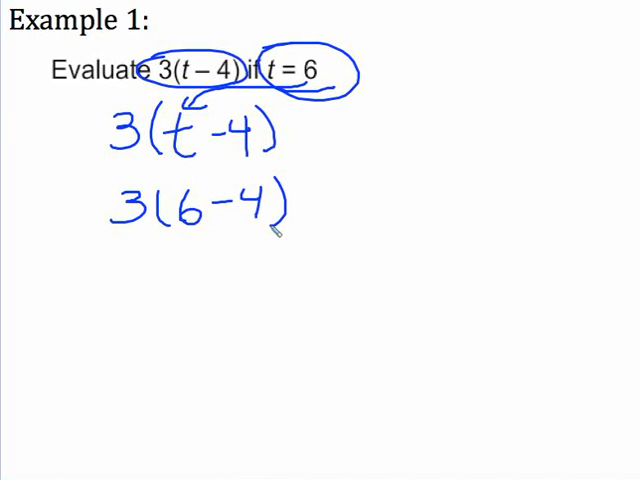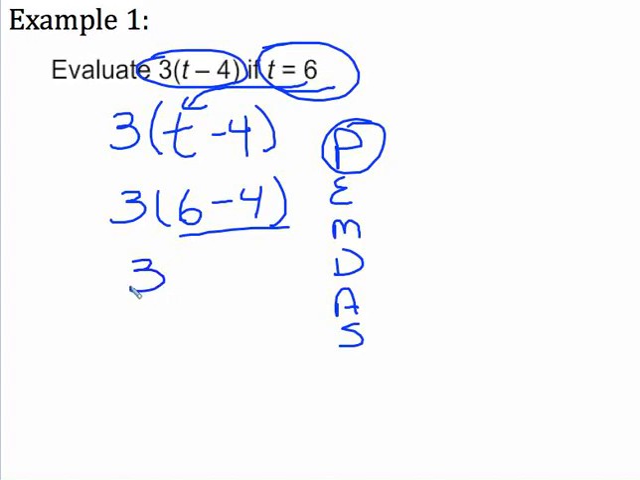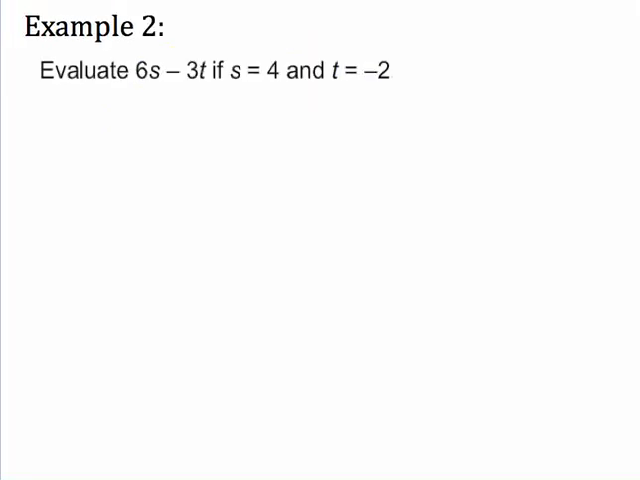And now I need to think order of operations. Remember, that's PEMDAS. So we're going to do our parentheses first. So I'm going to have 3 multiplied by 2. So now all I have left is multiplication, so I can do 3 times 2 is 6. Final answer is 6. So when I evaluate this expression, 3 times the quantity t minus 4, it equals 6. Let's try another one.